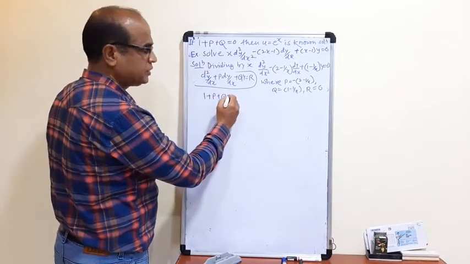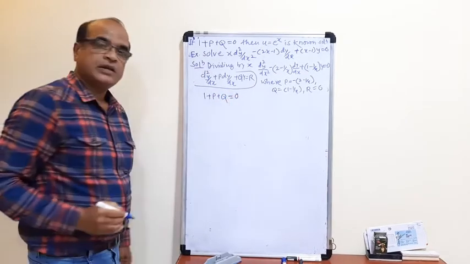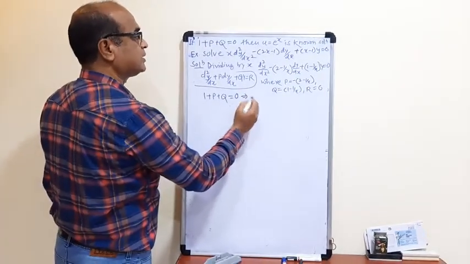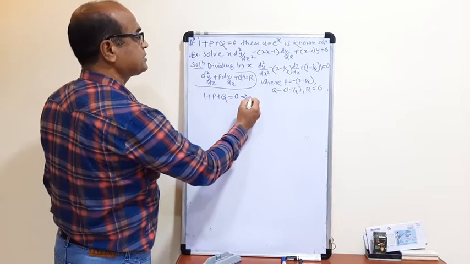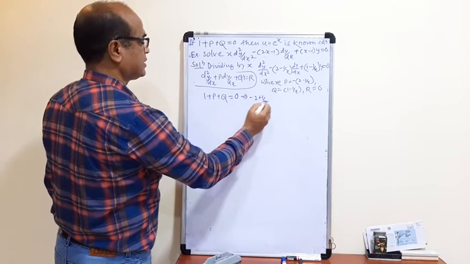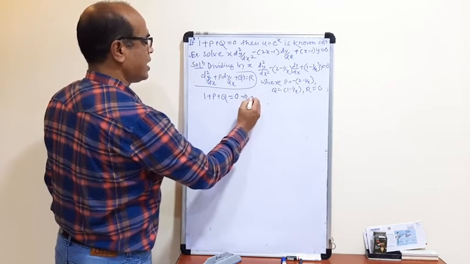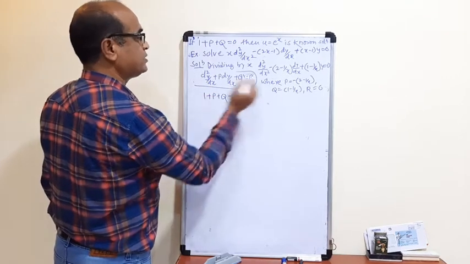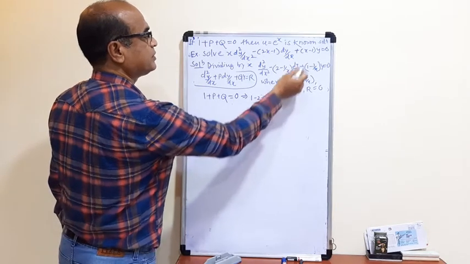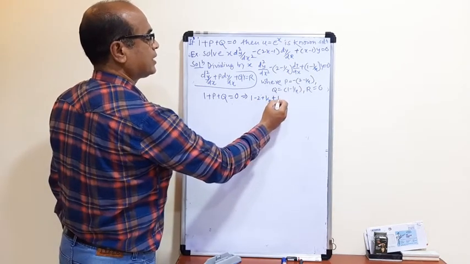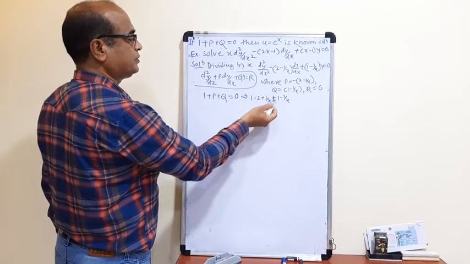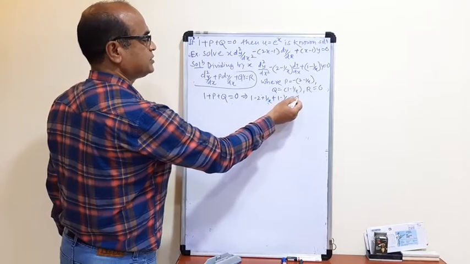1 plus p plus q is equal to 0. Then what is p? P is this. So this implies that minus 2 plus 1 upon x. What is q? 1 plus 1 minus 1 upon x. So what happened here? 2 gets cancelled, this gets cancelled, so this is 0.